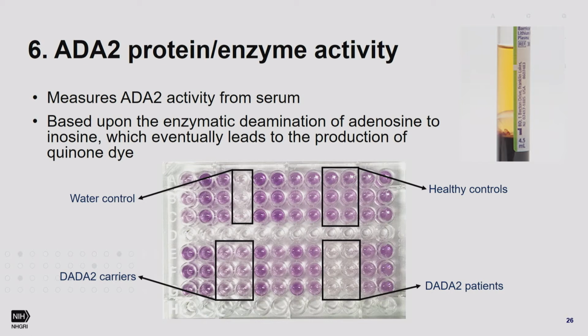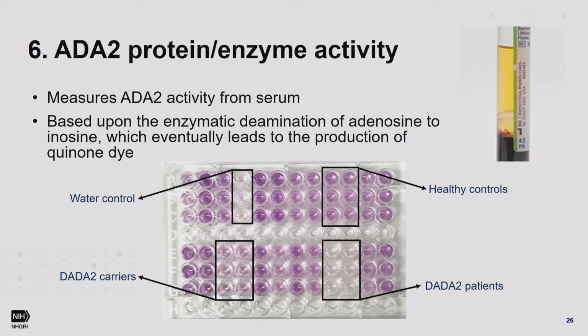That is because you have 2 mutated copies of your gene, so you don't have protein function. Now carriers fall sort of in the middle ground between healthy controls and DADA2 patients. That's because you have 1 functional copy, so you are still able to convert that blank color to a slightly purple color, but not so much as healthy controls.